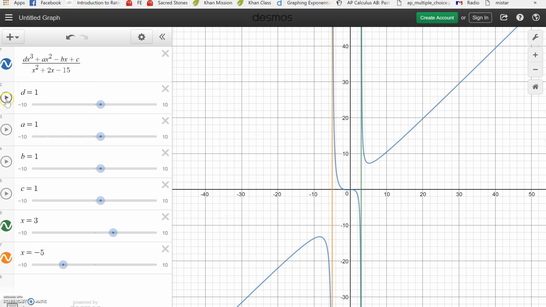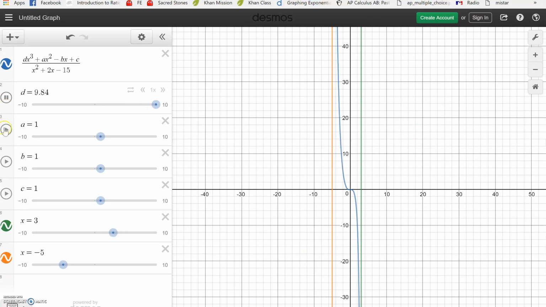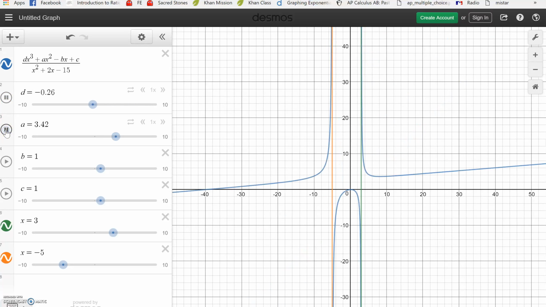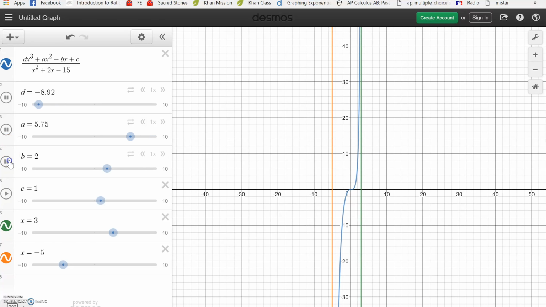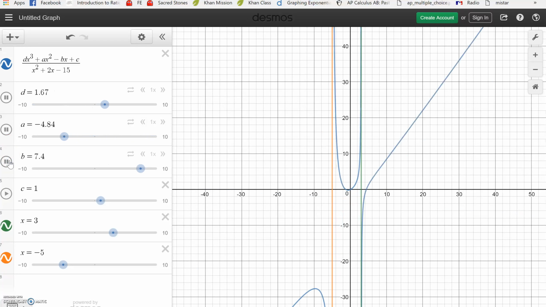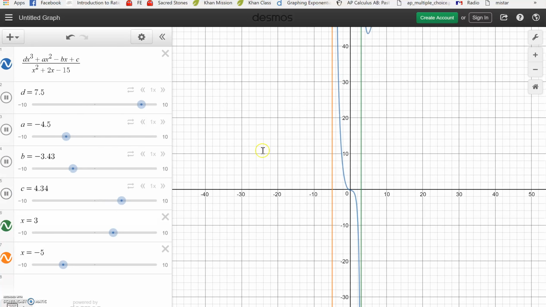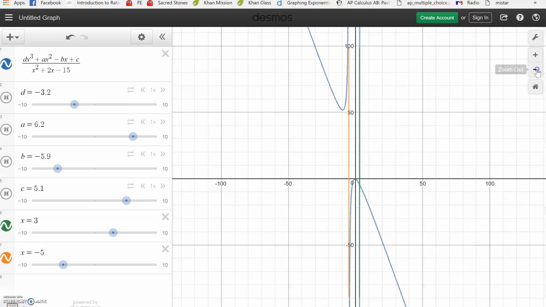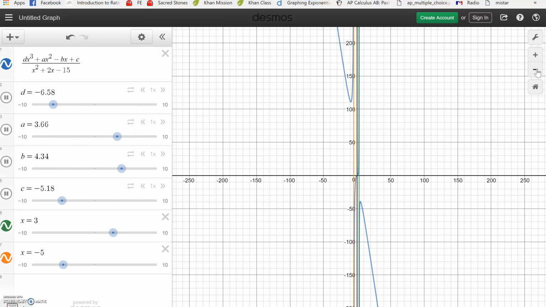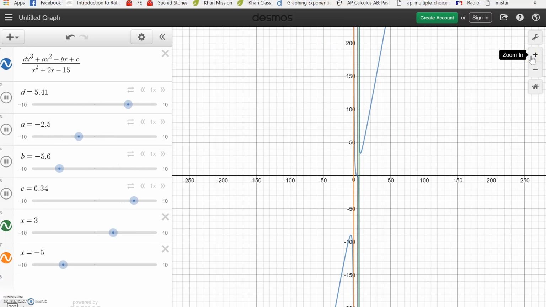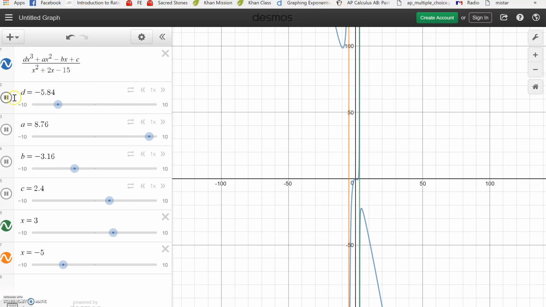Okay, and now look, no matter what I do to change those values, it changes my graph drastically, but my vertical asymptotes are always exactly the same, no matter what that top polynomial looks like. Here, I'll zoom out a little more so you can see that there are still vertical asymptotes, right? So the graph changes all over the place, but the vertical asymptotes stay exactly the same.